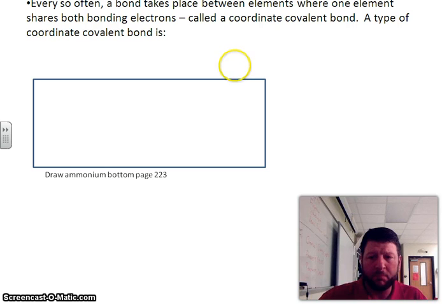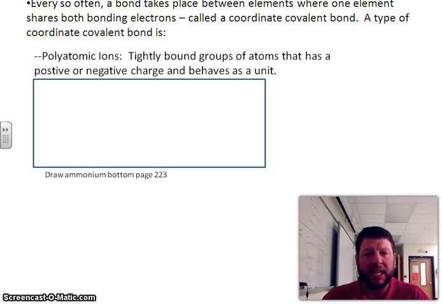polyatomic ion. Okay? Polyatomic ions are tightly bound groups of atoms that have a positive or a negative charge, and it behaves as a unit. Please draw in the box ammonium at the bottom of page 223.